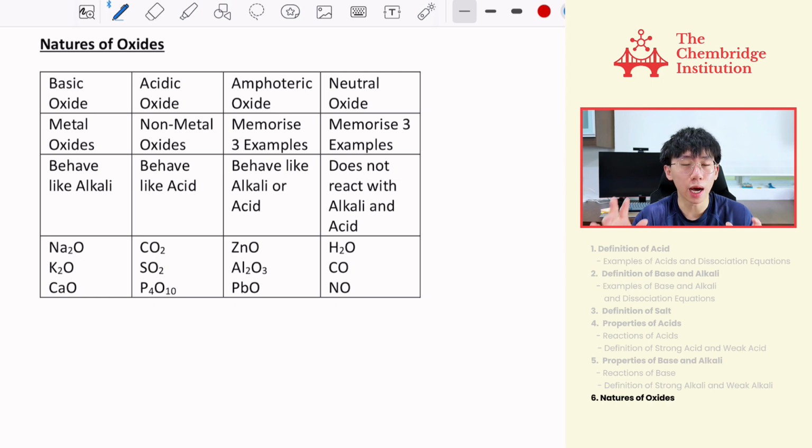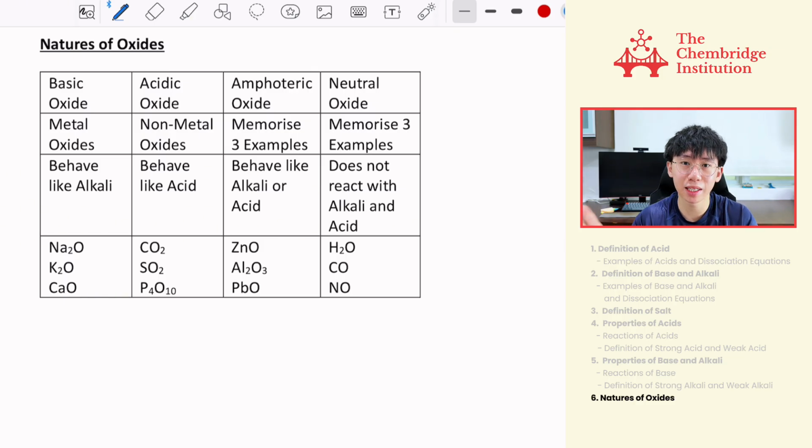Lastly, we also have to know the natures of our oxides. In total, there are 4 types of oxides that you need to know: basic oxides, acidic oxides, amphoteric oxides, and neutral oxides. And I'm going to teach you how to identify each and every one of them.